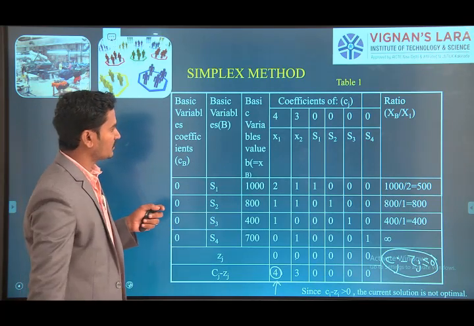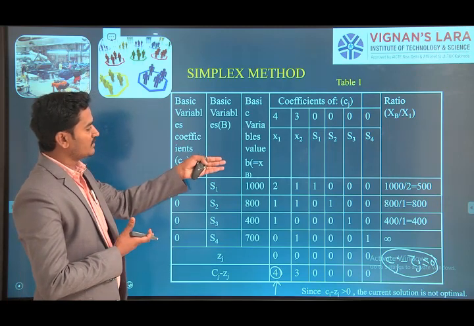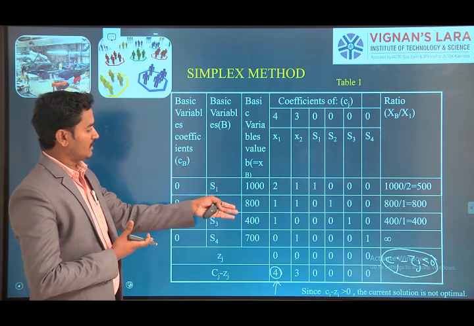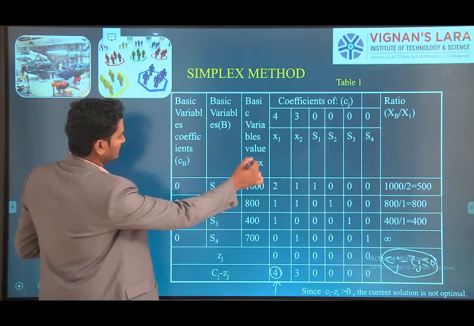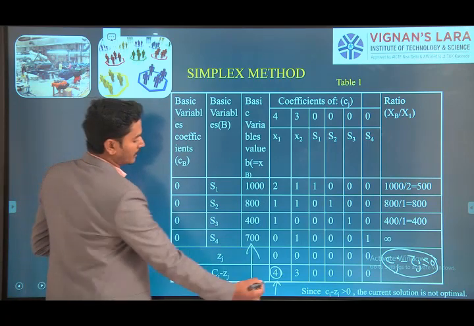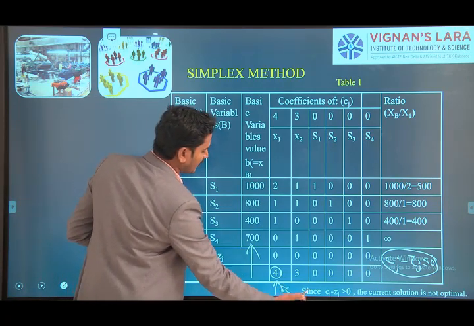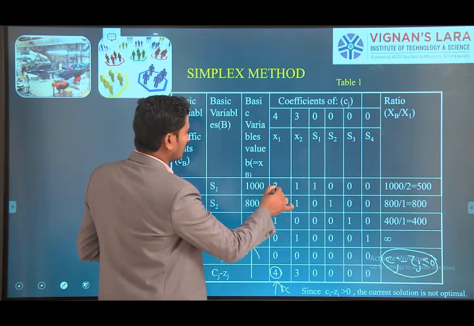The minimum ratio is calculated from the basic variable value and the key column value. Here, what is the basic variable value? This is the basic variable value. This column belongs to the basic variable value, and this belongs to the key column value. From these two, we are going to get the minimum ratio.